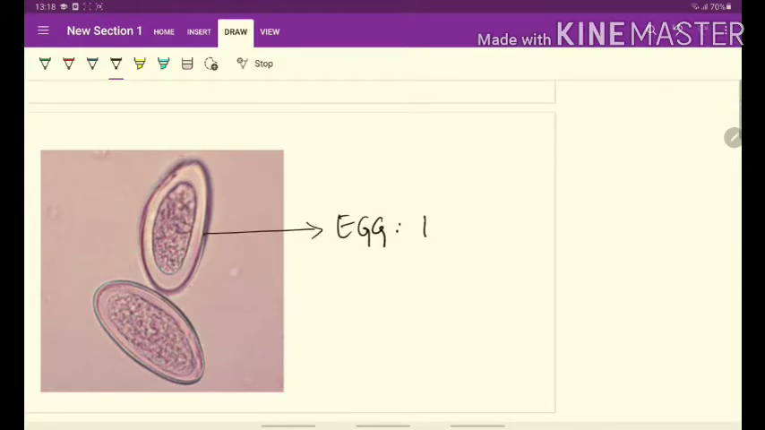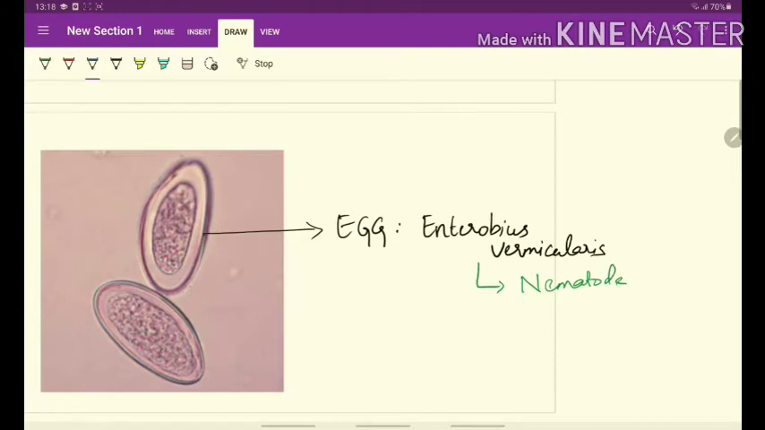Eggs of Enterobius vermicularis. Enterobius vermicularis is a nematode. So the egg of Enterobius vermicularis has a characteristic plano-convex shape. So D-shaped egg, plano-convex shape.